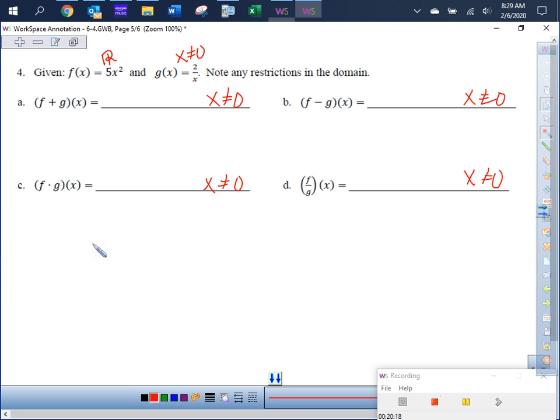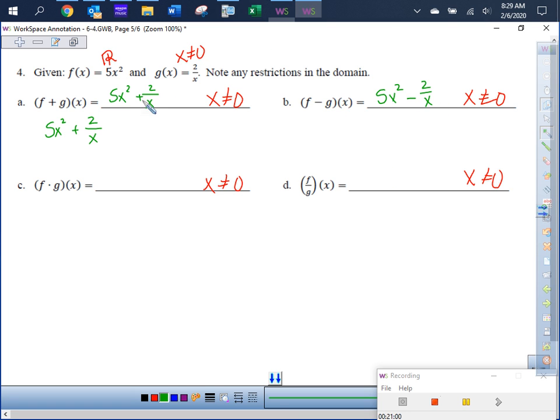So now let's add these together. So we'll take the 5x squared plus 2 over x. And that's really messy, so we're just going to leave it like that. That's as simplified as we'll leave it. We could manipulate that a little bit, but there's really no advantage to putting it in a different form. Same thing with the subtracting. I'm just going to go straight to the answer. It's 5x squared, take away 2 over x. And there's no real subtracting.